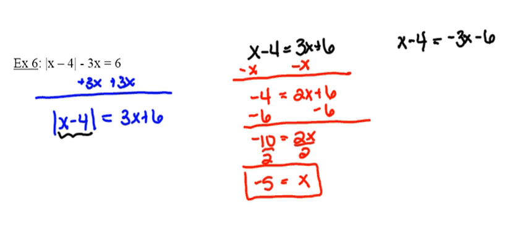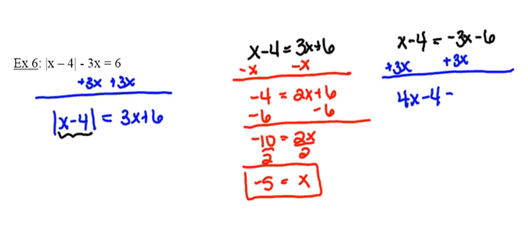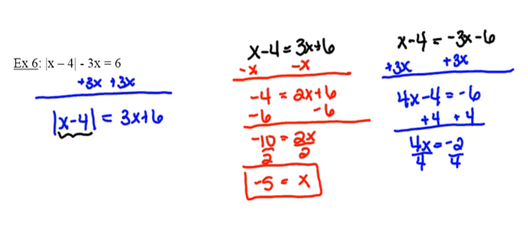In my second equation, I'm going to add the 3x to both sides and get 4x minus 4 equals negative 6. Now adding the 4 and get 4x equals negative 2. Divide by 4, x equals a negative 1/2. There are my two solutions. Why don't you go ahead and check those?